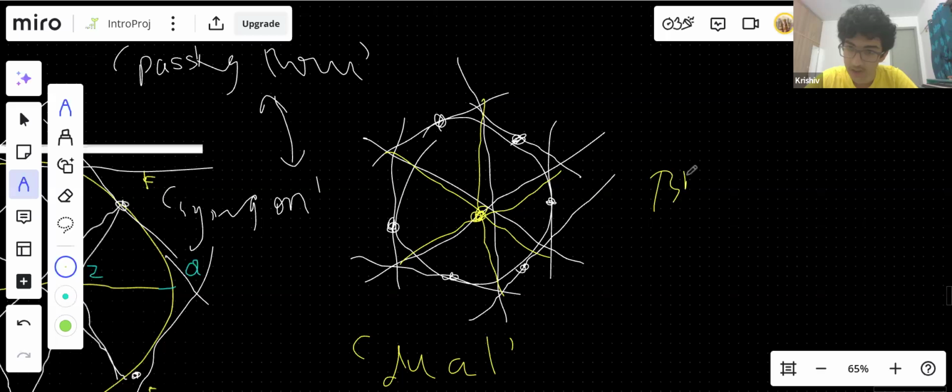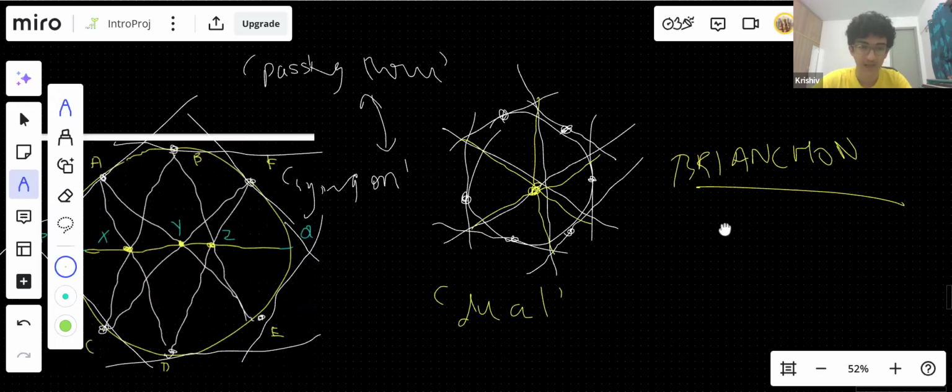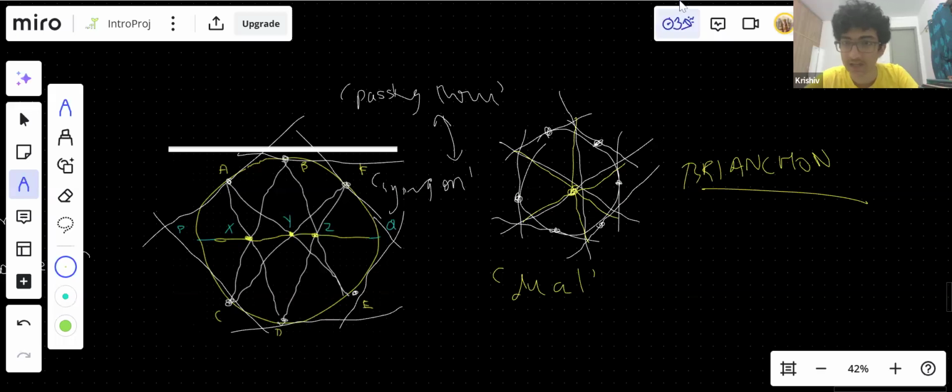This is called Brianchon's theorem. But in reality, since we have just seen what's happening right now, in reality, this is just Pascal's theorem, but in disguise. If that makes sense.